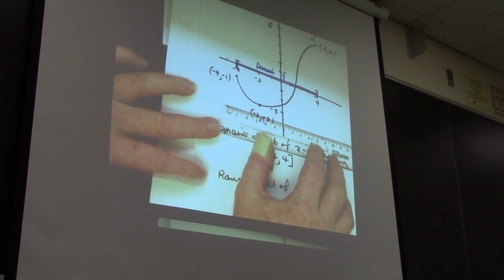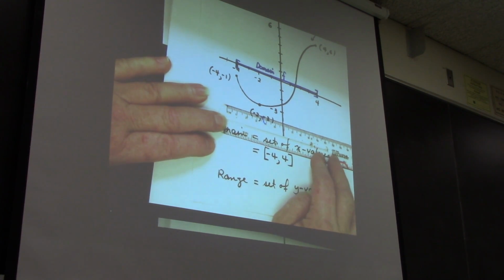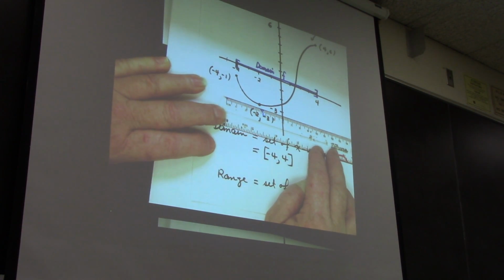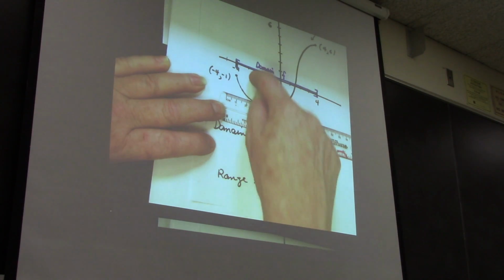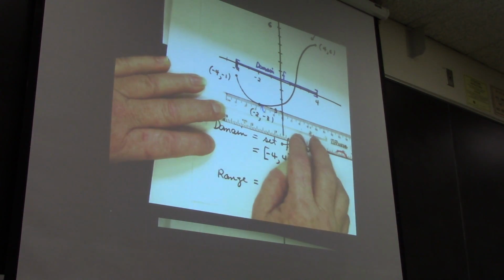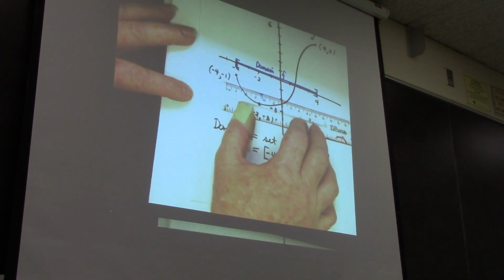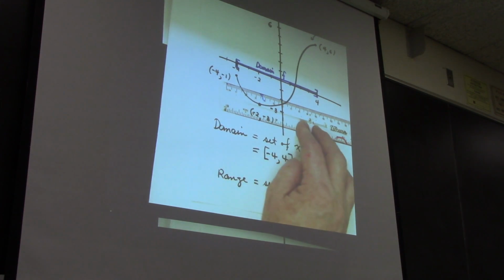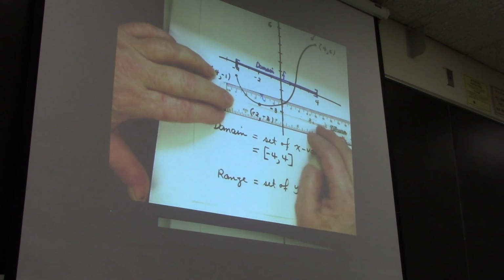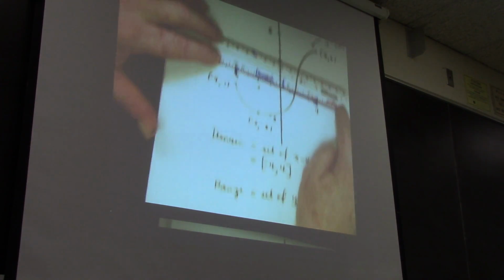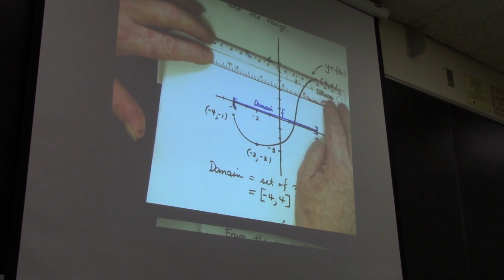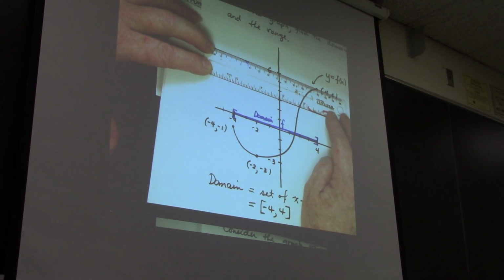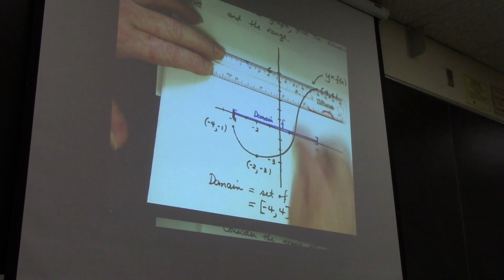Is y equals -4 in the range? No. Is -3.5 in the range? No. Is y equals -3 in the range? Yes. When x equals -2, y equals -3. Is y equals -2 in the range? Yeah, there's two different x's that give me y equals -2. Is 0 in the range? Yeah. Is y equals 3 in the range? Yeah, there's an x that gives me y equals 3.